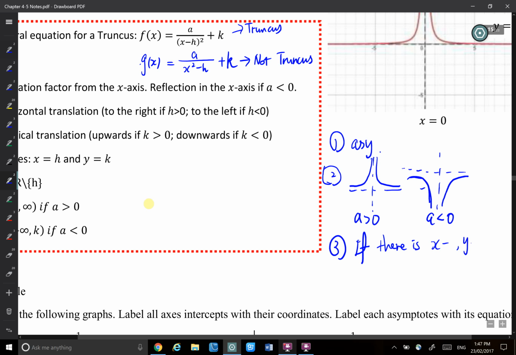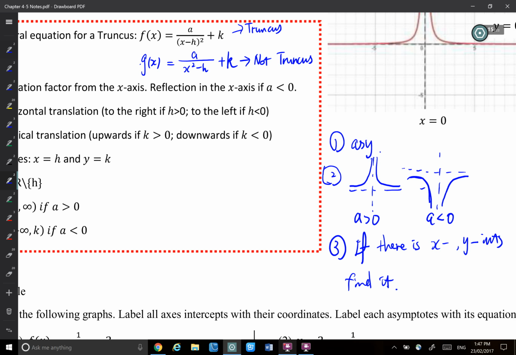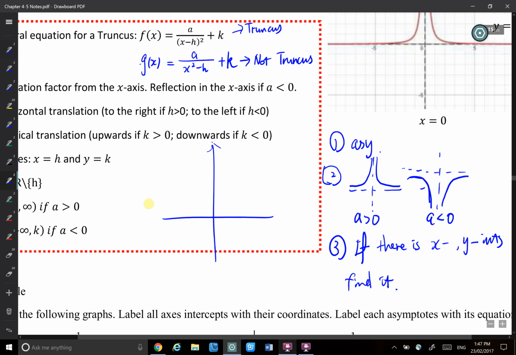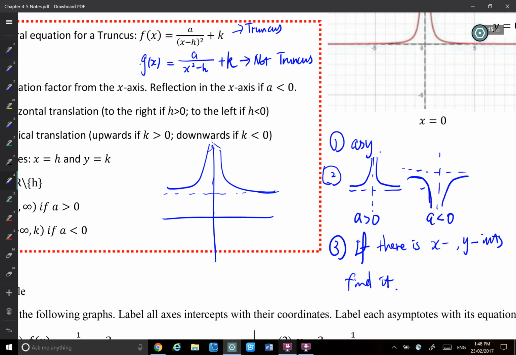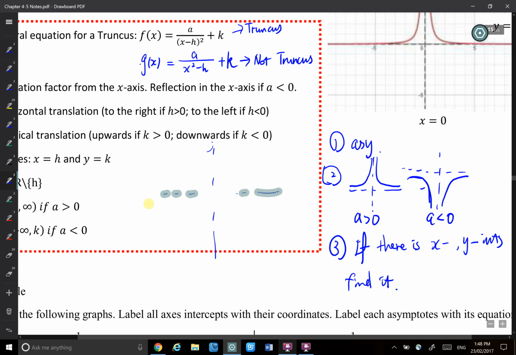Okay, so if there is an x or y intercept, find it. Sometimes they're not necessary to have x or y intercepts. For example, you have a graph like this. Okay, there are no x or y intercepts. It's above, and x equals 0 is the asymptote. So in that case, you don't necessarily have an intercept. So if there's an intercept, go and find the intercept.